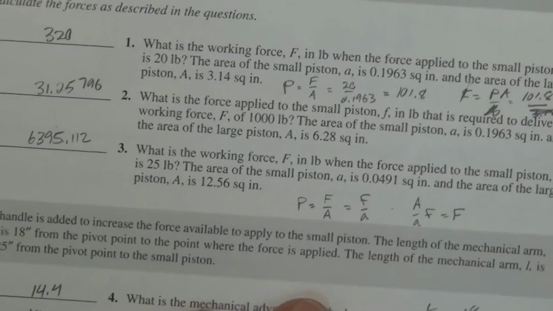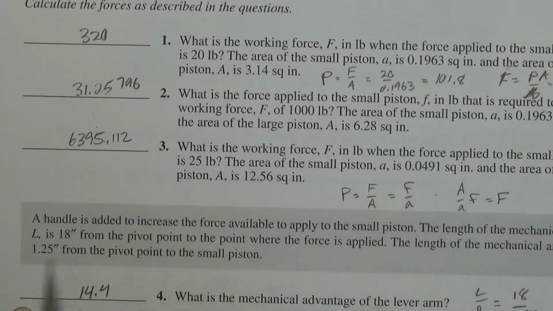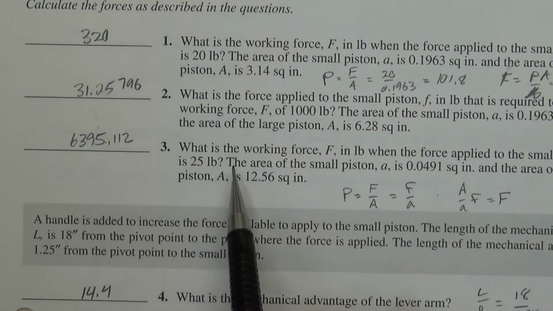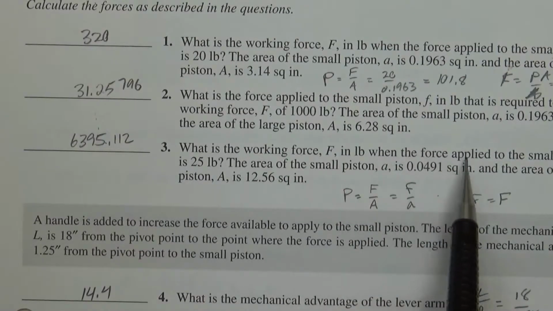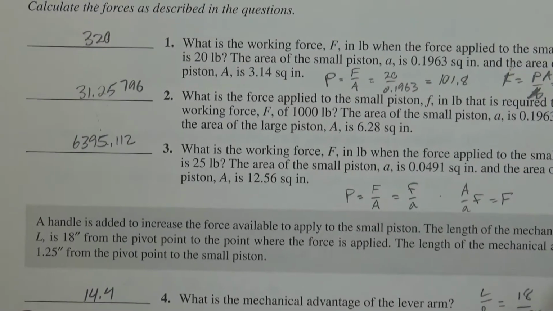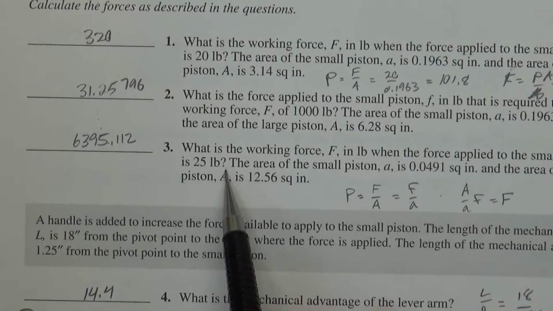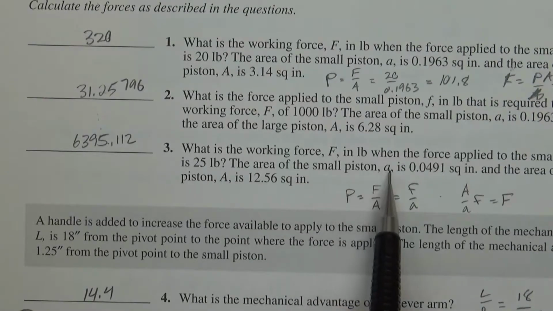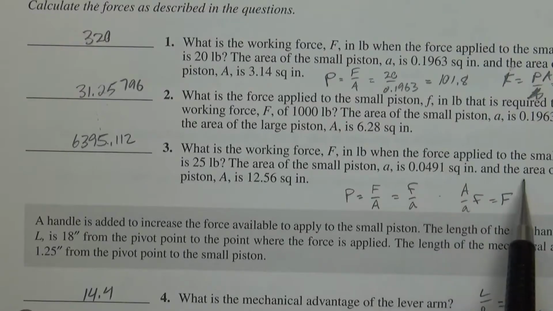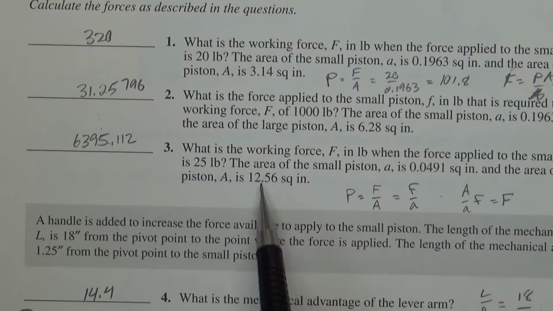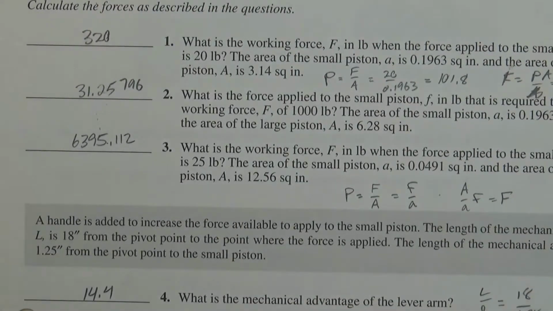All right, so let's see, and I rounded that. I have a longer there. What is the working force F in pounds when the force applied to the small piston f is 25 pounds? The area of the small piston A is 0.0491, and the area of the large piston is 12. Well, that's going to be a huge magnification, and we expect a very large force.